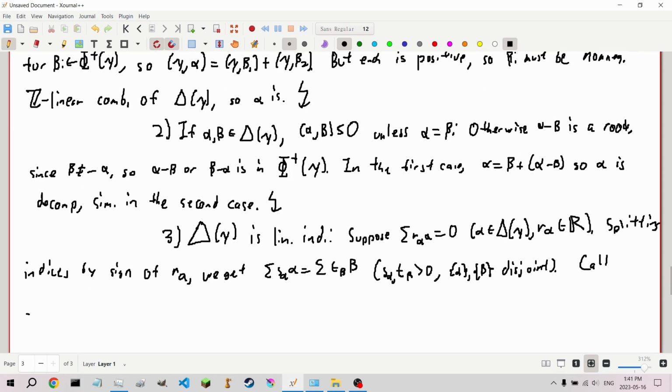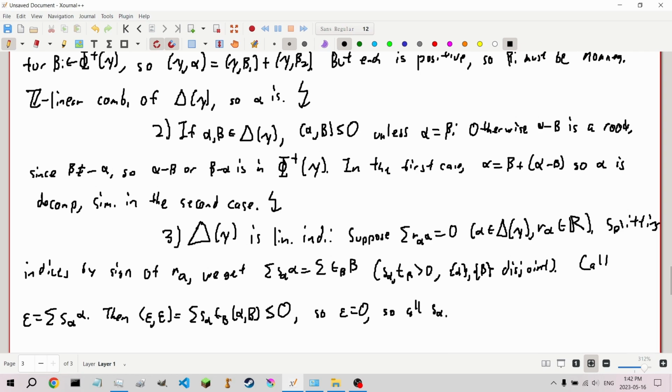I'm going to call epsilon equal to the sum of s_alpha alpha. Then the form of epsilon with itself is the sum of s_alpha t_beta times the form of alpha and beta, which is going to be non-positive. So epsilon is 0, so all s_alpha and t_beta are 0.